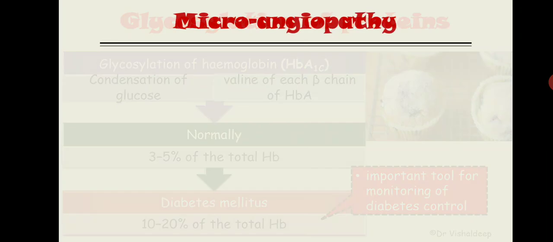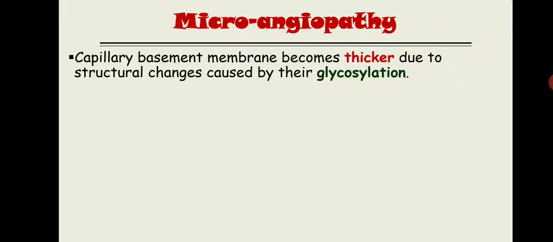Now the next thing is the microangiopathy. The same thing will occur with the blood vessels as with the glycosylation of the protein. There is a glycosylation of the capillary basement membrane, which is known as microangiopathy. The capillary basement membrane becomes thicker due to structural changes caused by glycosylation. So in other words, it is nothing but the glycosylation of the capillary basement membrane.